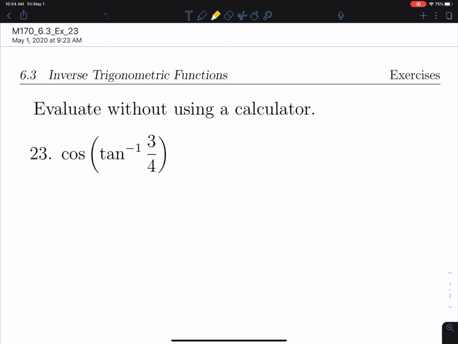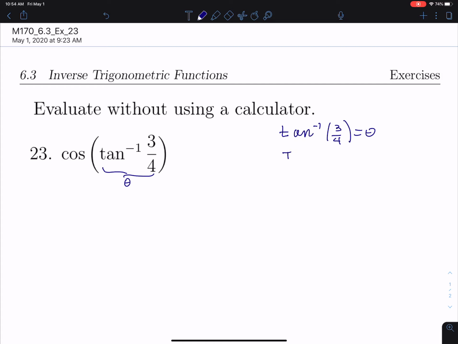Okay, what we're doing here is we're going to evaluate this expression without using a calculator. And this is cosine of tangent inverse 3/4. Now, tangent inverse can be thought of as an angle. So we could write tangent inverse of 3/4 is equal to theta.